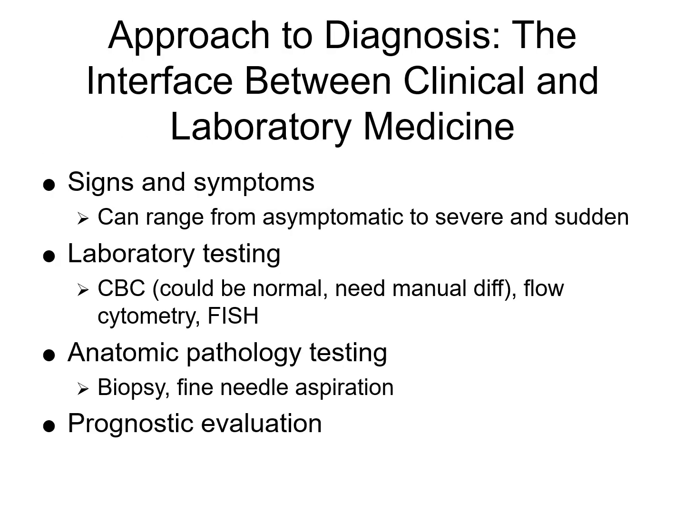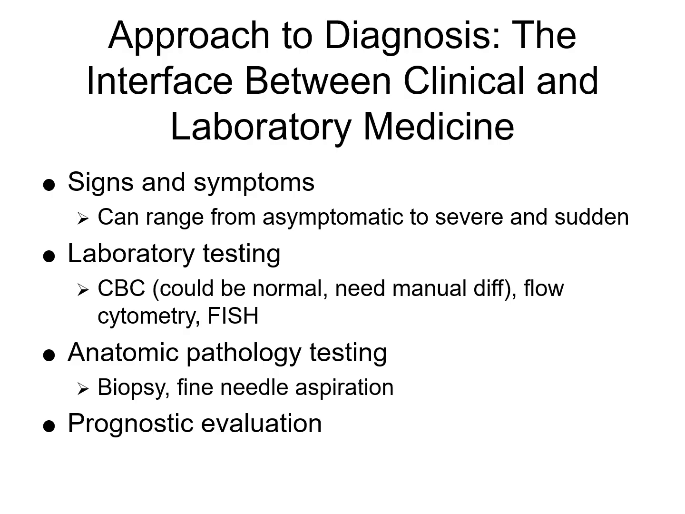As for signs and symptoms, clinical presentation can vary widely from asymptomatic, being caught by accident, to severe and sudden onset of symptoms. Some common symptoms include fatigue, fever, night sweats, and even weight loss. As far as laboratory testing goes, we look at the CBC, or complete blood count. It may be normal or it may show some abnormalities. We can also do a manual differential, and that's often necessary to identify the abnormal cells.